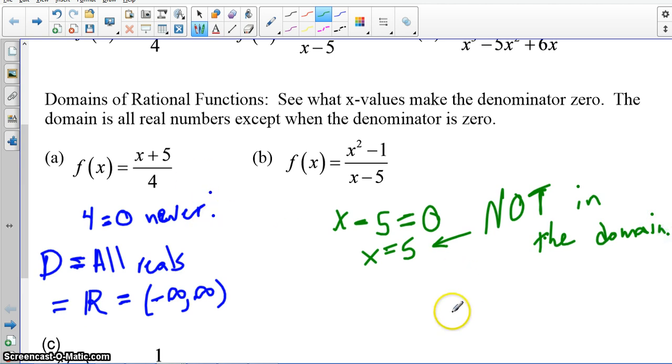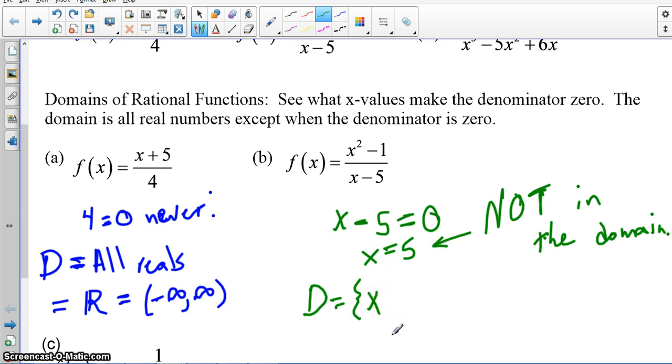So here that means the domain is, well, I don't want to write it all out, but you could write all real numbers except for 5. That's a legit way of communicating that idea. But really what I would rather see is one of these, and just bear with me. So big D for domain, and we use the brace, a curly bracket.